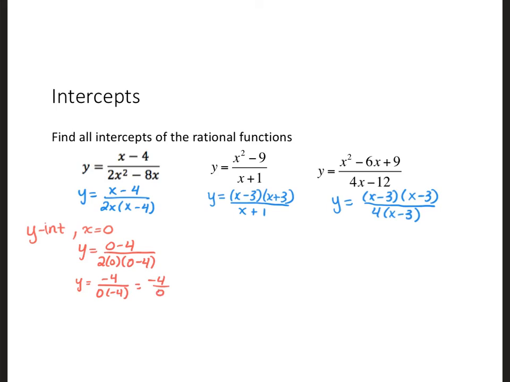Negative 4 over 0 is not a number, right? I can't divide negative 4 by 0. So this is an error, or we would say undefined. So my first equation does not have a y-intercept. The y-intercept is undefined. We'll get the graphs back here in just a minute and look at those, but see if you can find the y-intercepts of the other two equations.